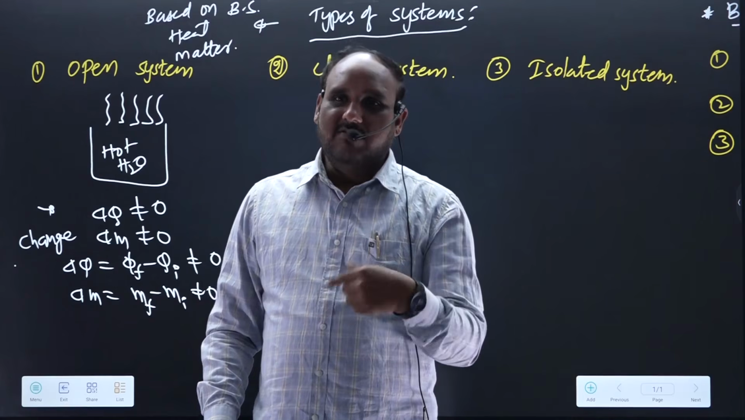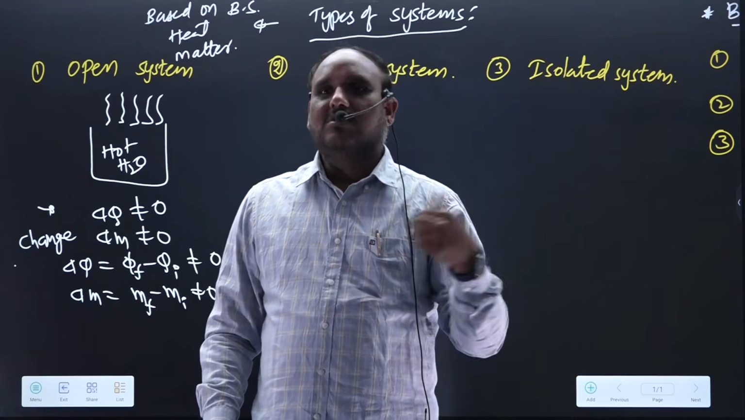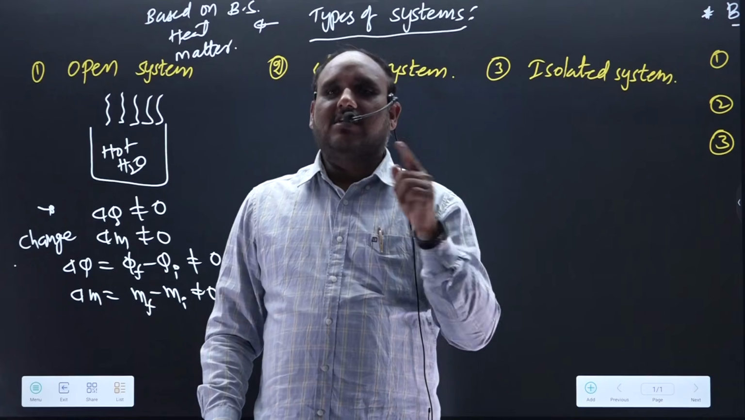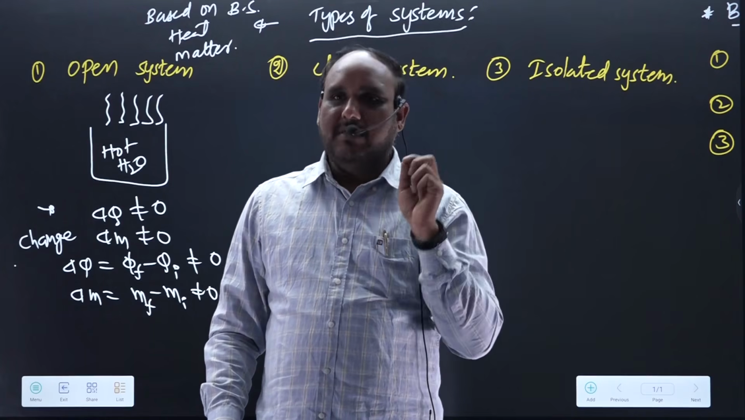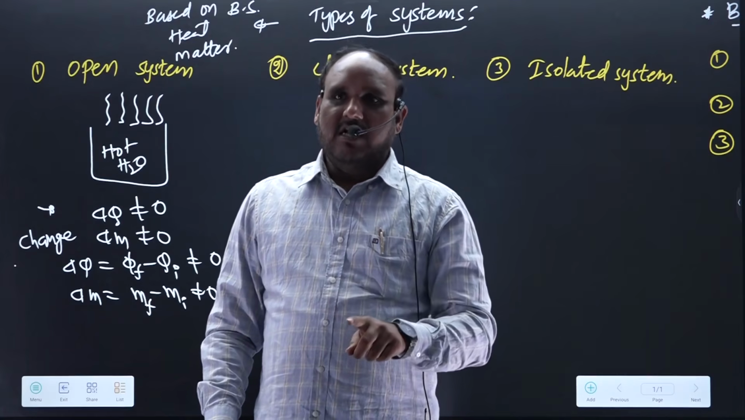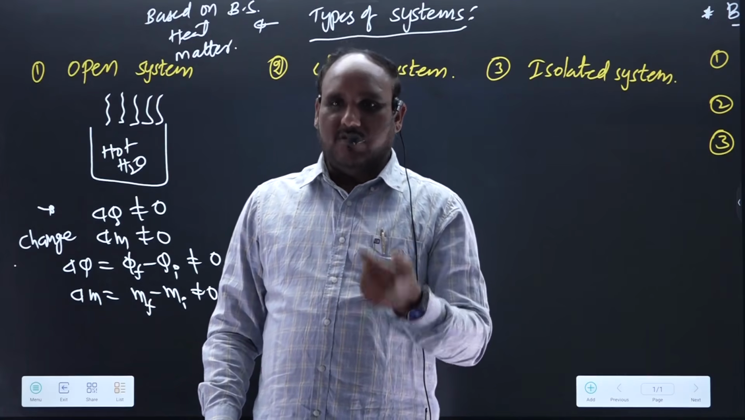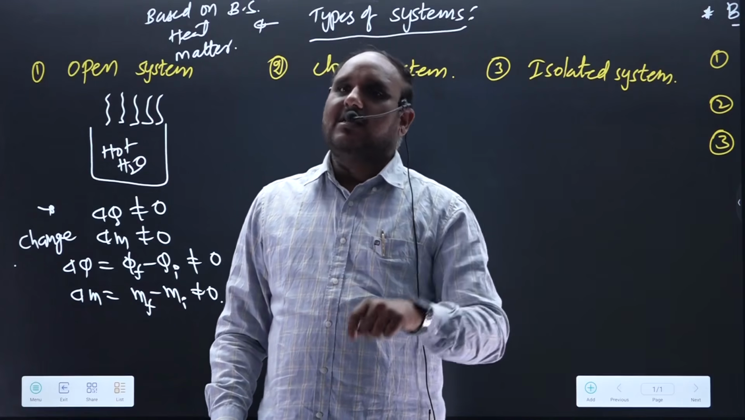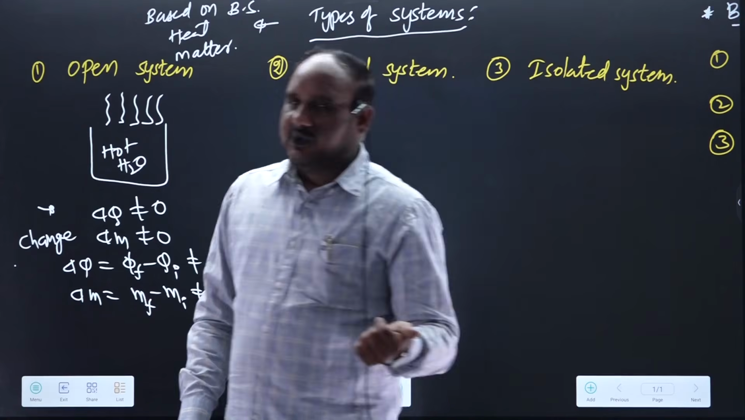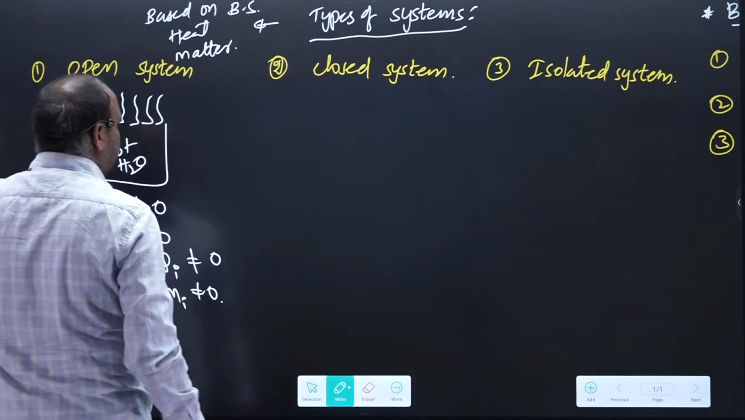So where has the temperature moved? From the system to the surroundings, right? Because it is an open system. Simply take hot water in a beaker and keep it on the bench, and after a few hours, the heat will be exchanged with the surroundings, and matter will also be exchanged with the surroundings. Such types of systems are known as open systems, right?